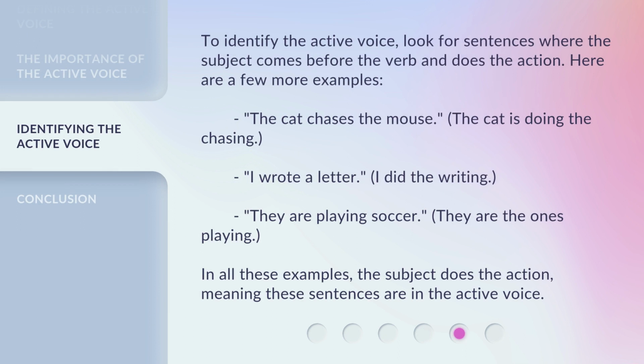To identify the active voice, look for sentences where the subject comes before the verb and does the action. Here are a few more examples. The cat chases the mouse. The cat is doing the chasing. I wrote a letter. I did the writing. They are playing soccer. They are the ones playing. In all these examples, the subject does the action, meaning these sentences are in the active voice.